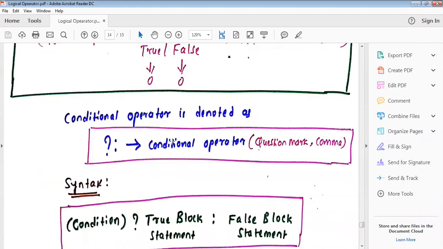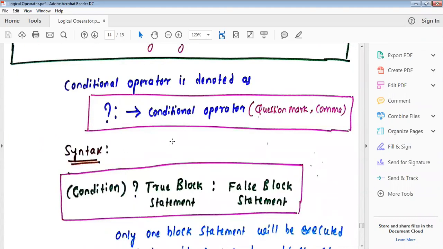Okay, the conditional operator is denoted by the question mark and colon. Question mark, colon. So the conditional operator is question mark colon.